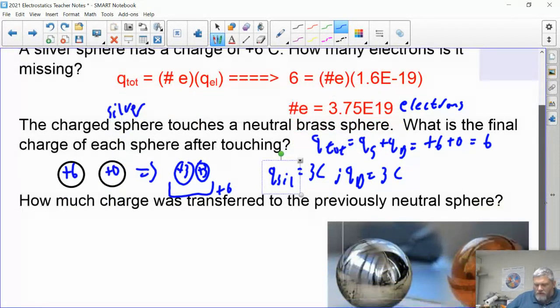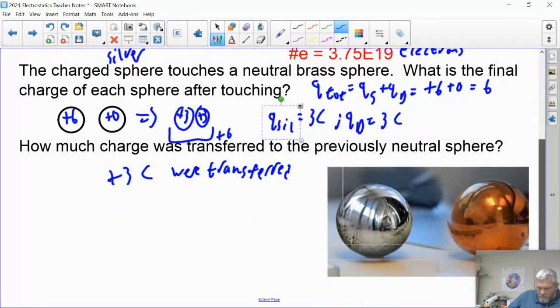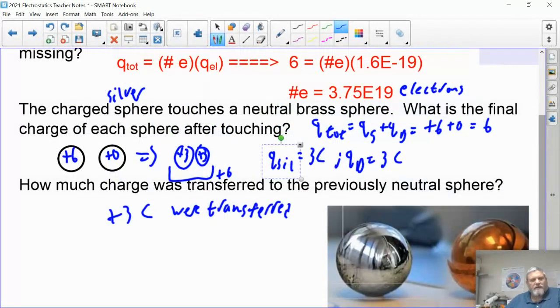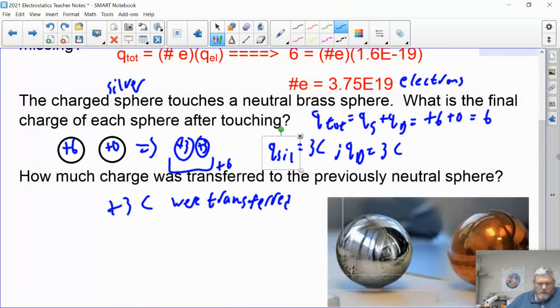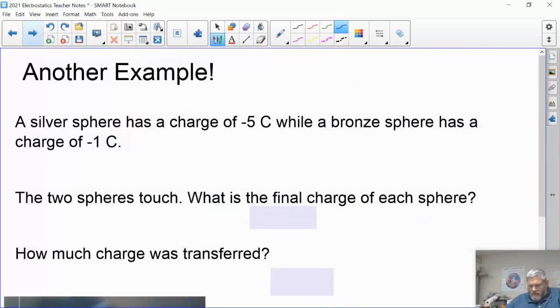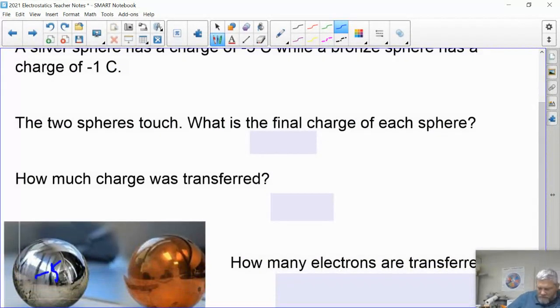How much charge was transferred? Well, it was at 0, now it's at 3, so +3 coulombs were transferred. And if we wanted to, we could figure out how many electrons that was, just like we did up here. Again, you just look at the total number of charges anytime. So let's look at another example. A silver sphere is -5, and the bronze sphere is -1.